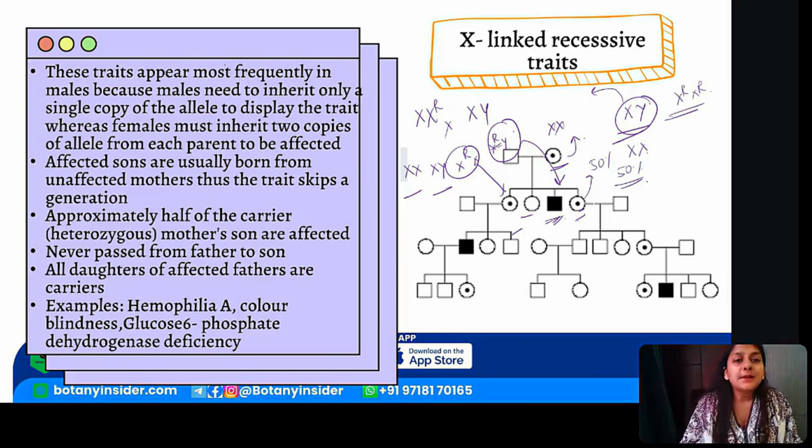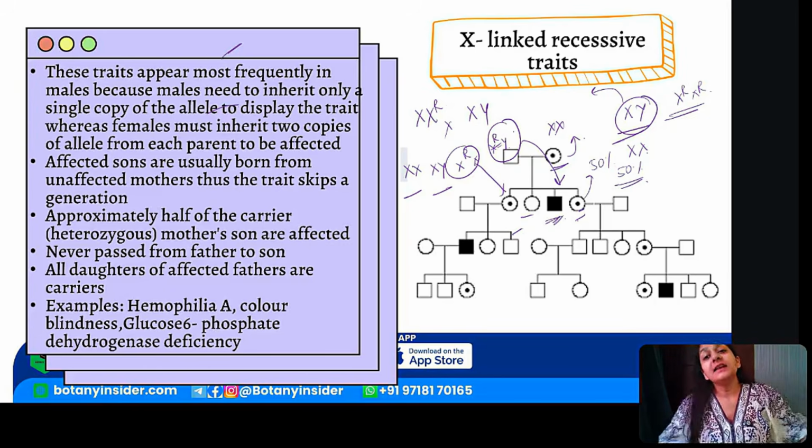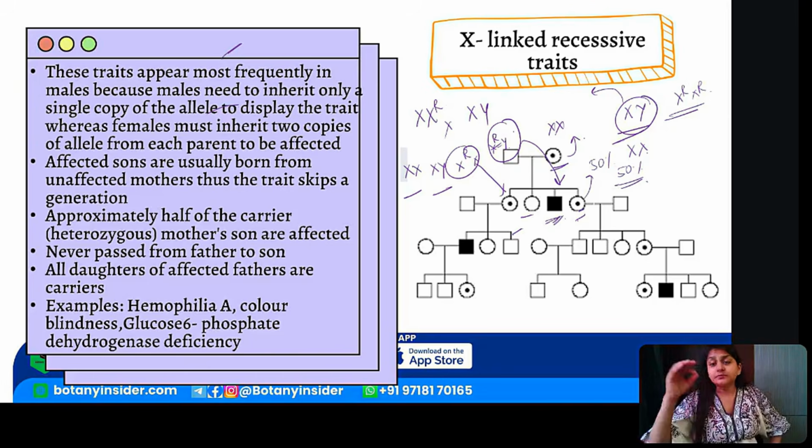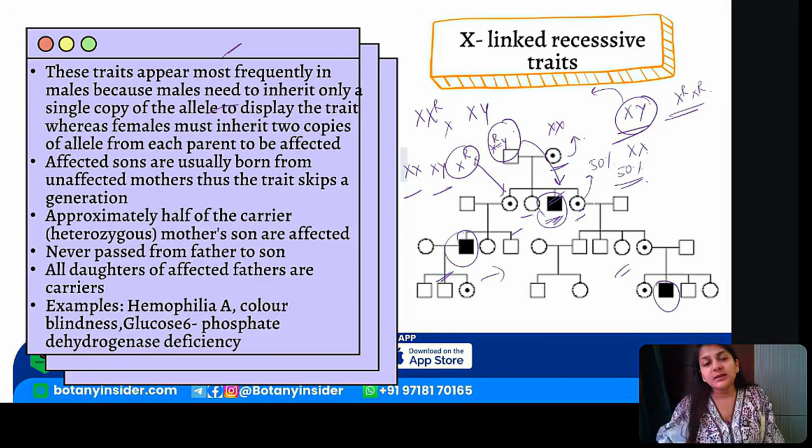So these traits appear most frequently in males because males need to inherit only a single copy, right? Remember the first trick for your X-linked recessive trait: males have a higher tendency of inheriting the single trait copy, because males require only one X chromosome, and if that X chromosome is carrying a recessive allele, there are higher chances of it showcasing the trait. See over here, you will see more of the males being impacted as compared to the females. So remember this as well, very important.